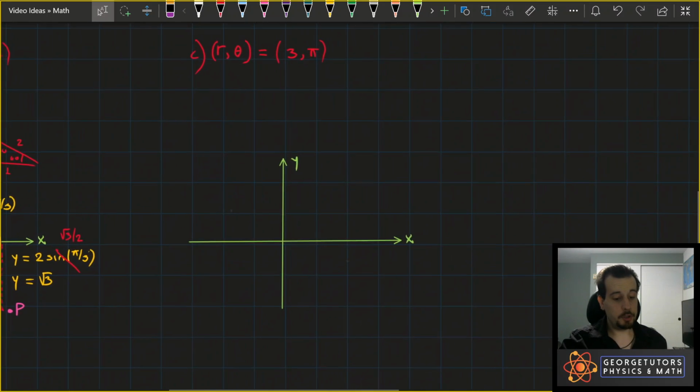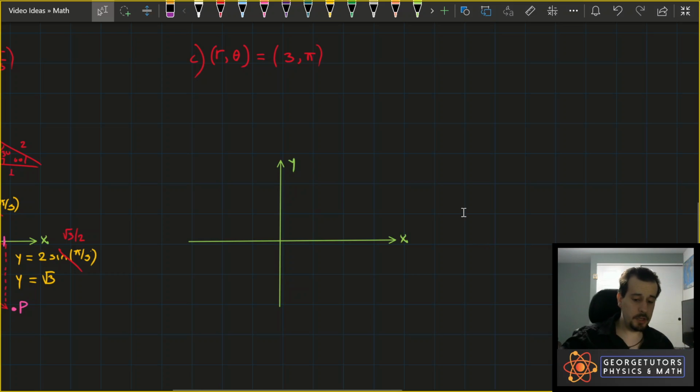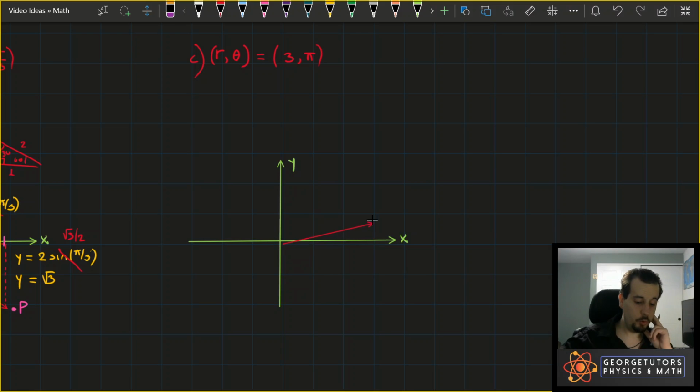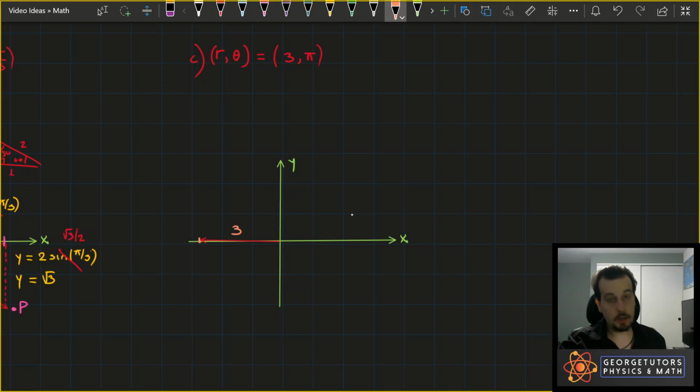Let's see the last one over here, which is interesting. It says 3 and pi. To think about this, I would take my r vector of size 3 and rotate it pi radians, so 180 degrees in this direction. Knowing that the size of the r vector here is 3 immediately allows me to tell what the coordinates of that point are going to be. There is no other choice here besides negative 3 for the x, because we're on the negative x-axis, and 0 for the y, because we're exactly at 0 on the y-axis.